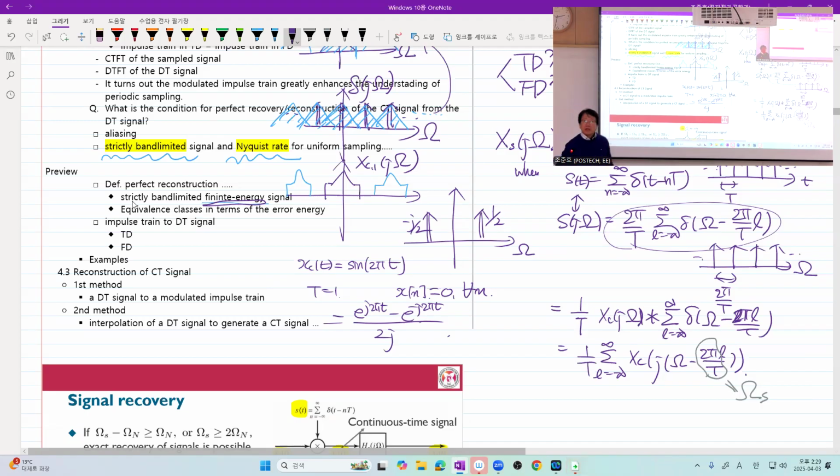Anyway, let me ask you, is this signal strictly band limited or not? It's strictly band limited. Why? Because if you choose some cutoff frequency greater than 2 pi, then what do you have? Outside the band, you have zero signal, right? So in that sense, your sine function is strictly band limited.